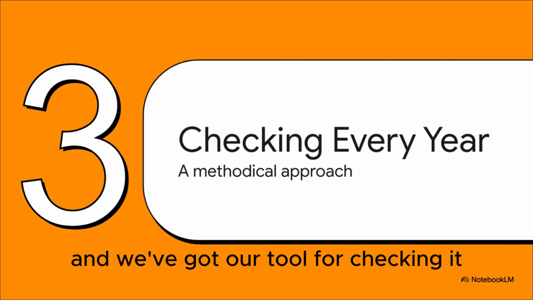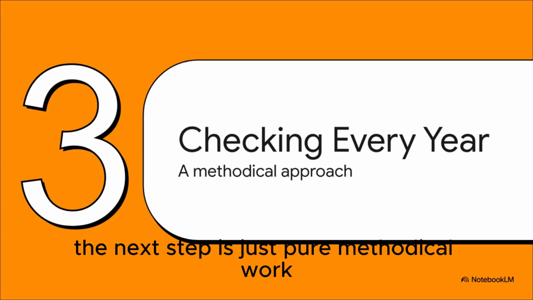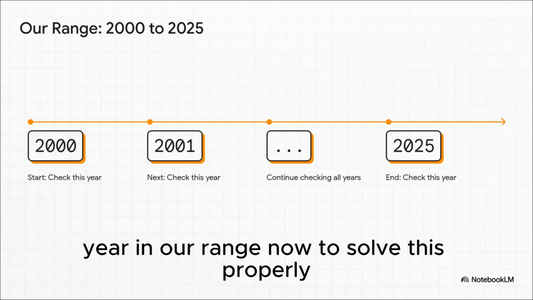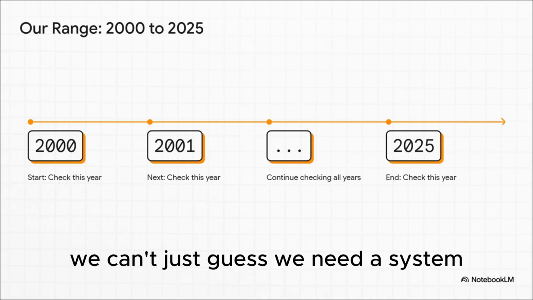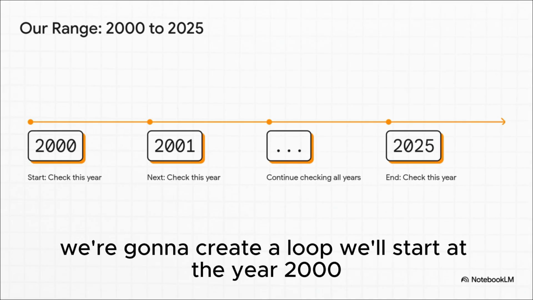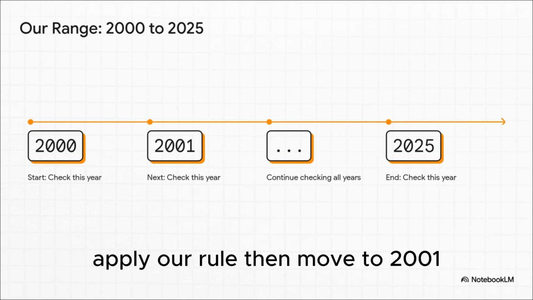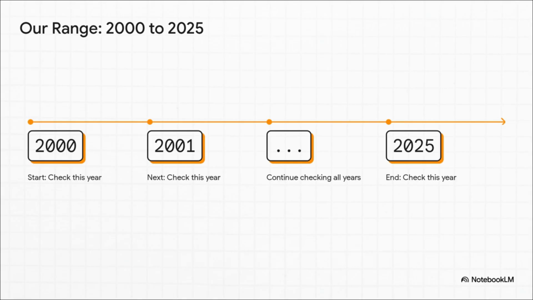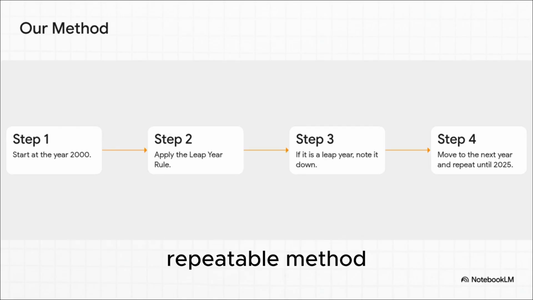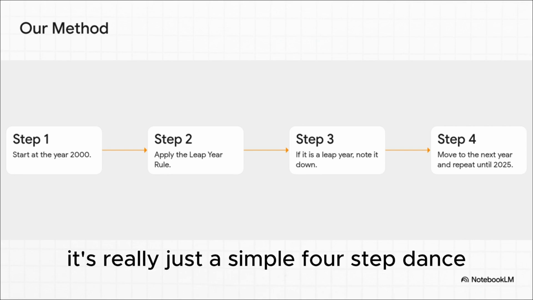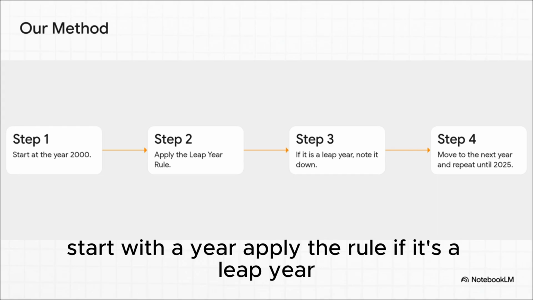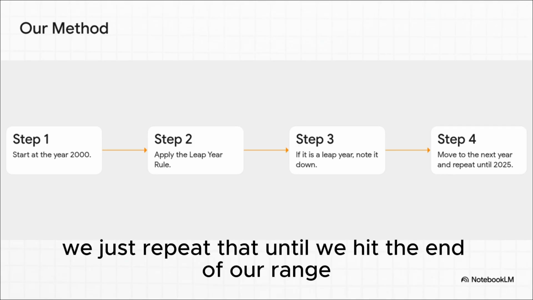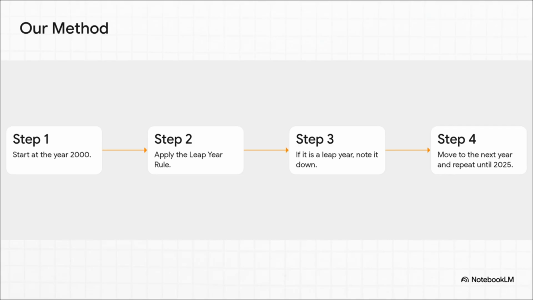All right, so we've got the rule and we've got our tool for checking it. The next step is just pure methodical work. We've got to apply our rule to every single year in our range. Now, to solve this properly, we can't just guess. We need a system. We're going to create a loop. We'll start at the year 2000, apply our rule, then move to 2001, apply the rule, and just keep repeating that year by year, all the way up to 2025. So this whole process boils down to a clear, repeatable method. It's really just a simple 4-step dance. Start with a year, apply the rule. If it's a leap year, we note it down, and then we just move on to the next one. We just repeat that until we hit the end of our range.